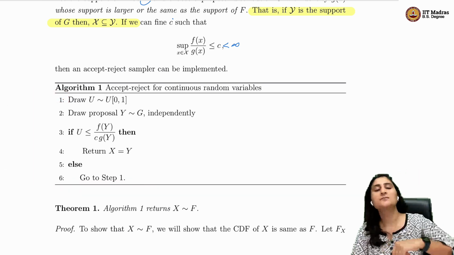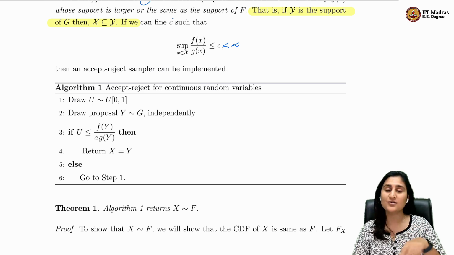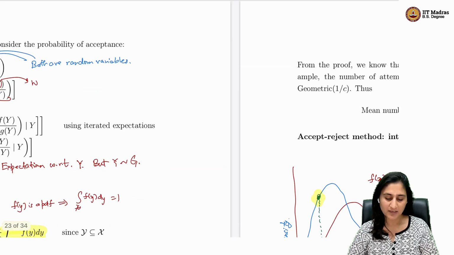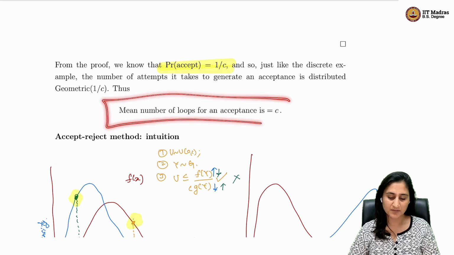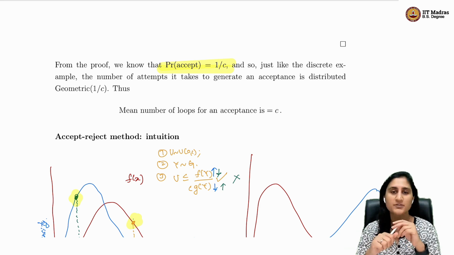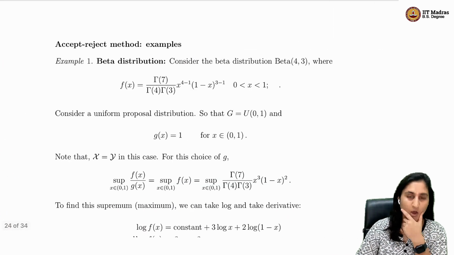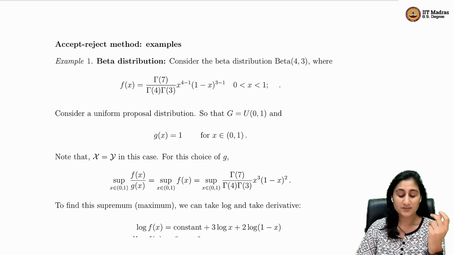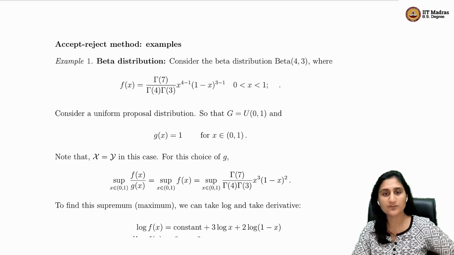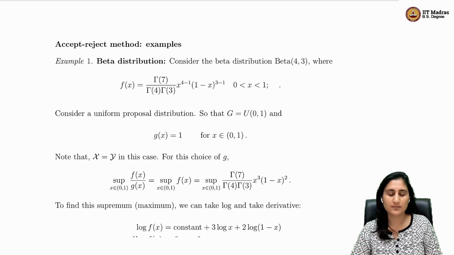And the number of times this algorithm is expected to run before it returns a value, we also discussed, is C. The upper bound C that we use in the ratio is the mean number of loops to get an acceptance. Okay, so this is what we discussed up until the previous video. And in this video, we're going to look at a few different examples of the accept-reject method.